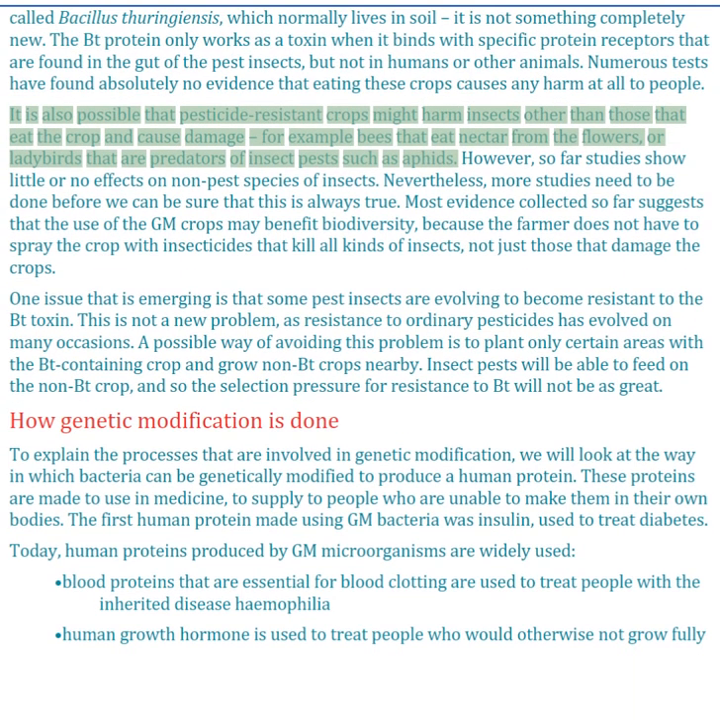It is also possible that pesticide-resistant crops might harm insects other than those that eat the crop and cause damage, for example bees that eat nectar from the flowers, or ladybirds that are predators of insect pests such as aphids.